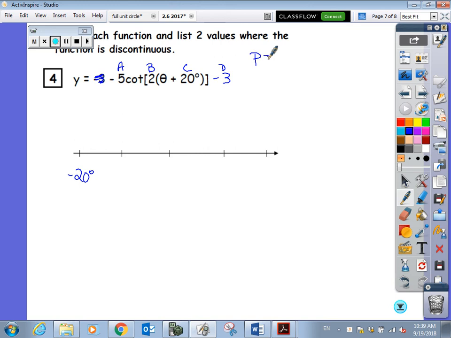Period is 180 over B, which is 2. So it's 90. How did I know to use degrees when it didn't tell me? C tells you. If there is a C value other than 0, you will know. If there's a degree symbol, degrees. If the degree symbol wasn't there, now we're in radians. That's how you know. So I'm going to add 90 to -20 to get me to 70.